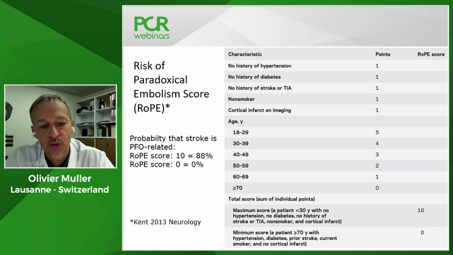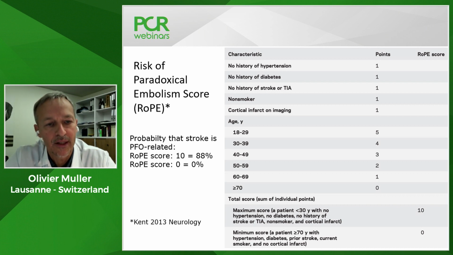Now, you have to keep in mind that there are other parameters that we have to consider in order to make our decision. And also the anatomy of the heart, of the atrial septum, is very important. So there are several ways to make the decision, but the RoPE score is one of the parameters that we can use.